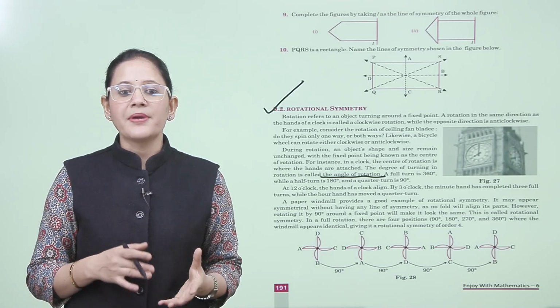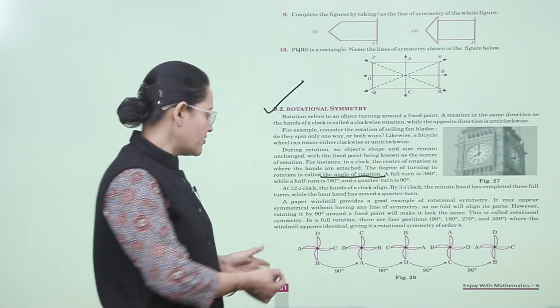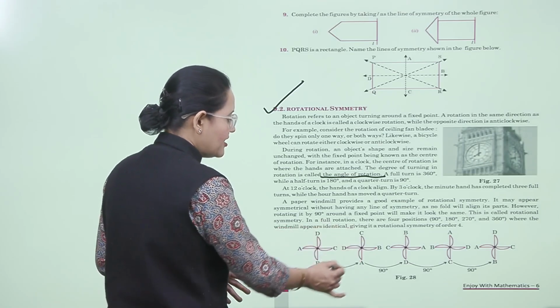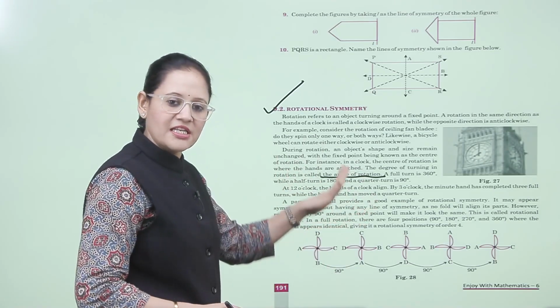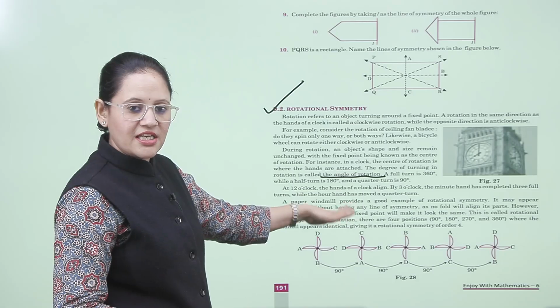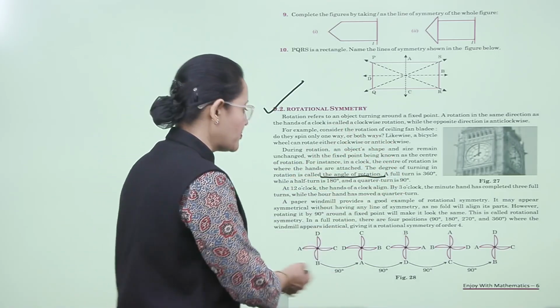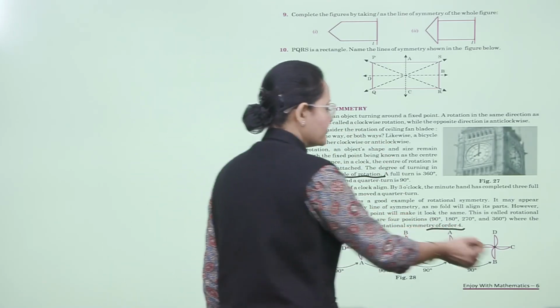The windmill has a pair of identical blades, giving rotational symmetry of order 4. So if you see the windmill, if you rotate it by 90 degrees, it will look the same. Then again you rotate another 90 degrees, total 180 degrees, then 270 degrees and 360 degrees. So 4 times it's coming into its original position. So it has rotational symmetry of order 4.